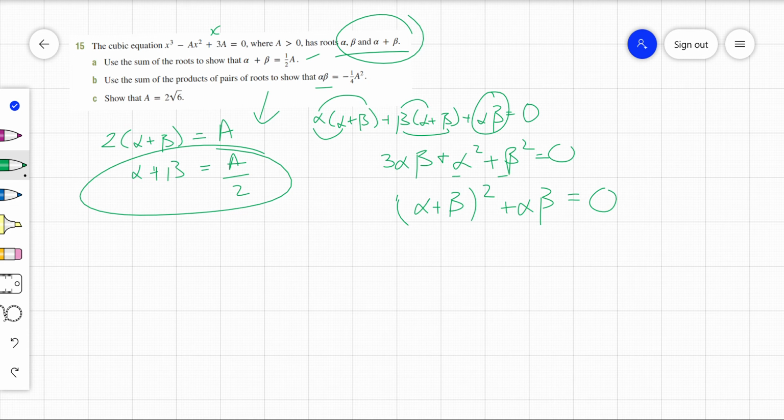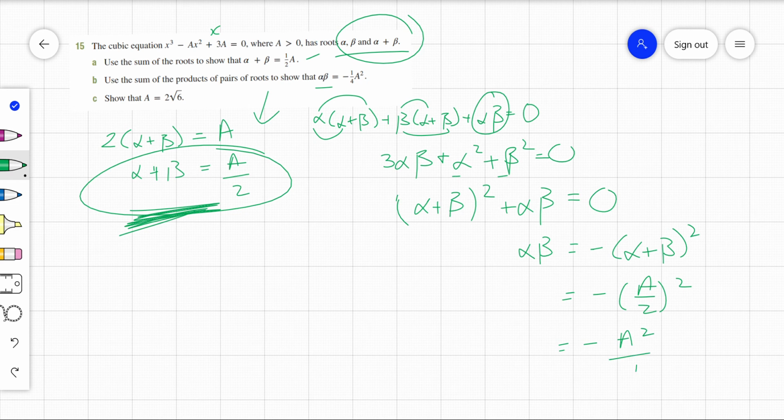So now I can make alpha beta my subject, and I can see I just want to minus alpha plus beta all squared. And we know what alpha plus beta is, because it's over here, so we're minusing a on 2 all squared, so we get negative a squared on 4, so negative a quarter of a squared, which is this one. Alright, great.